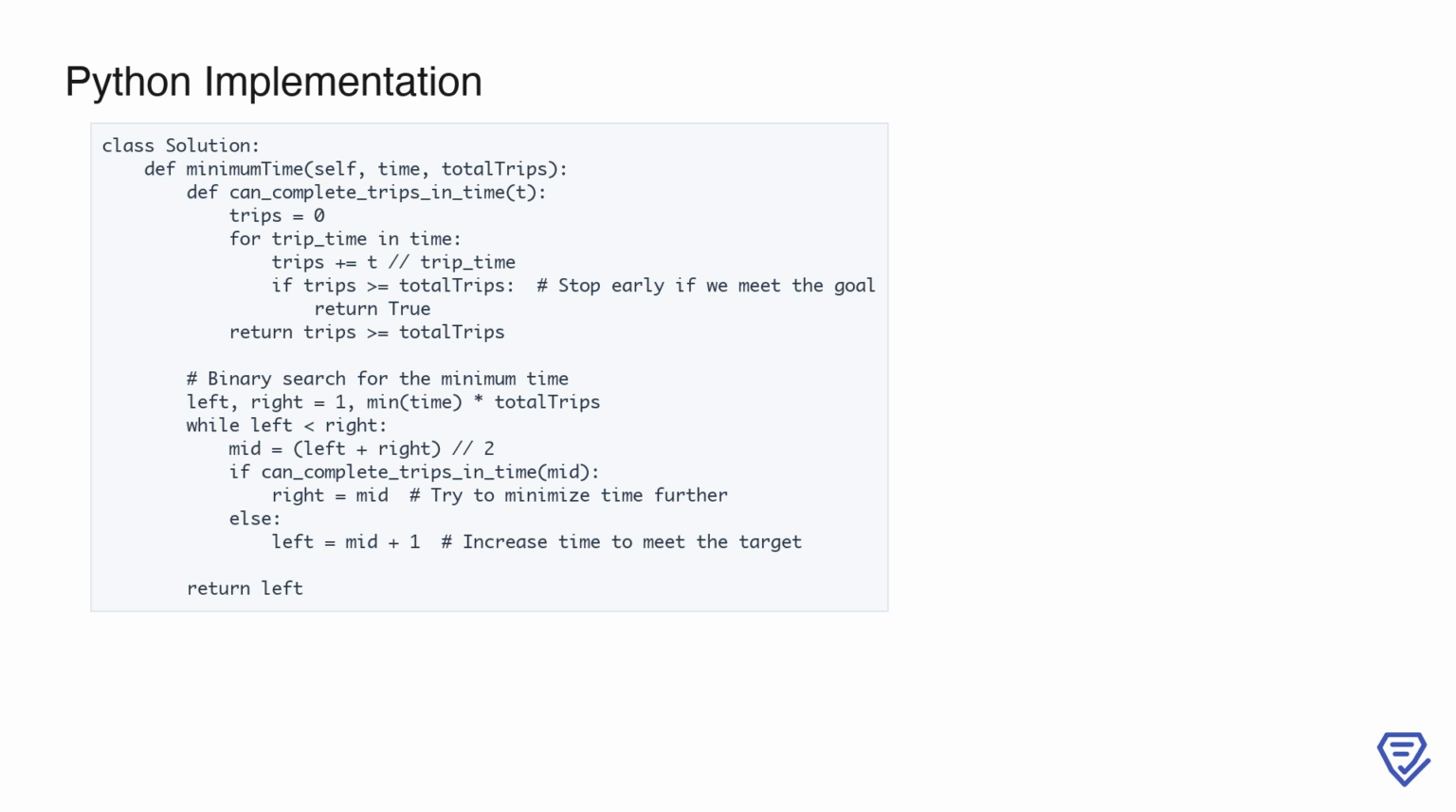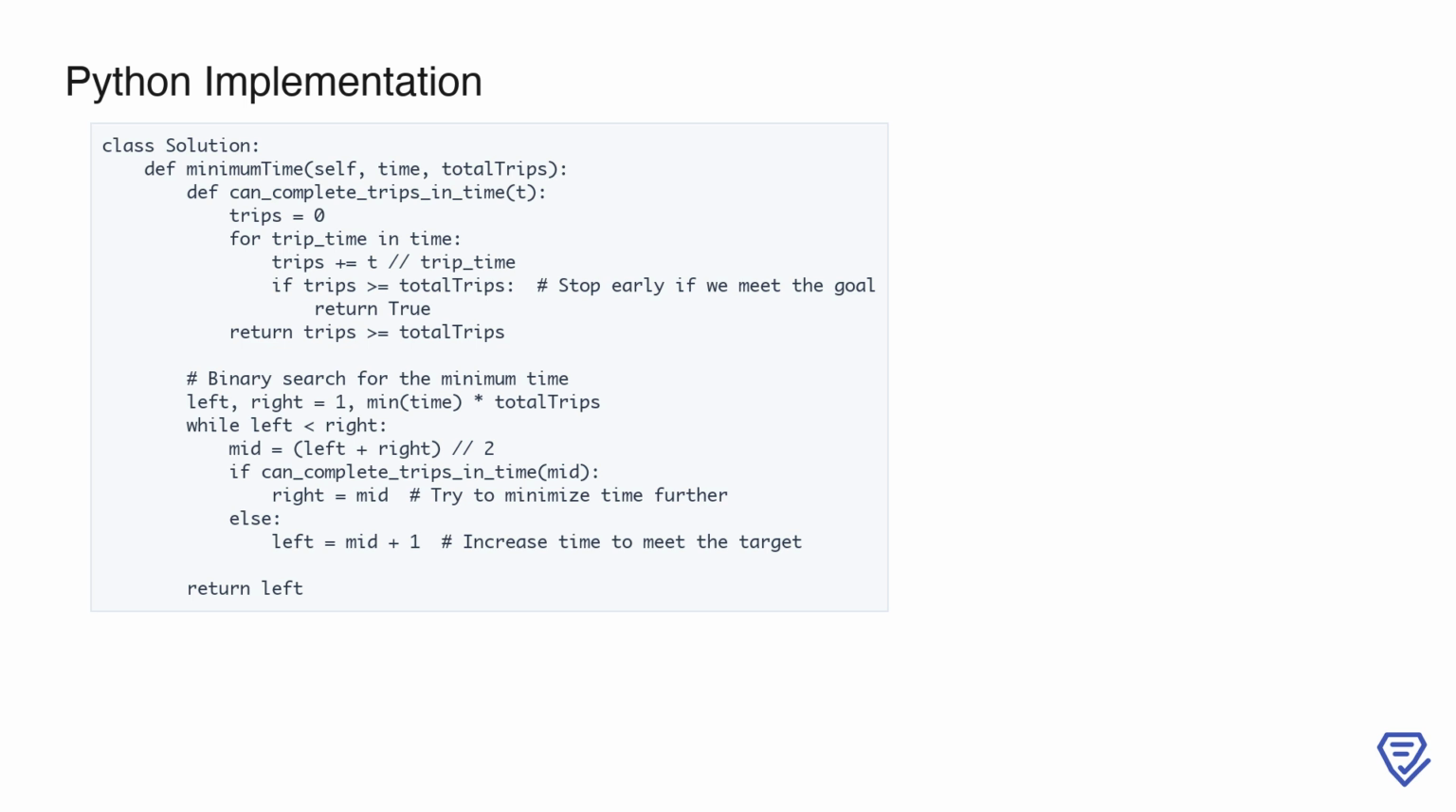First, we define a helper function can_complete_trips_in_time(t), which checks if all buses combined can complete at least total trips within a given time t. The function iterates through each bus's trip time, summing the number of trips each bus can complete, t / trip_time. If the sum reaches or exceeds total trips, the function returns true and stops further calculations for efficiency.